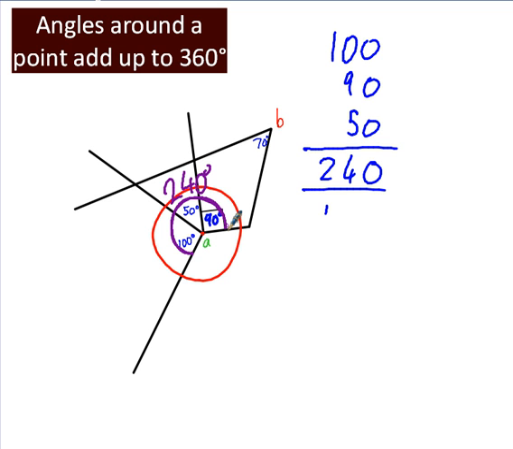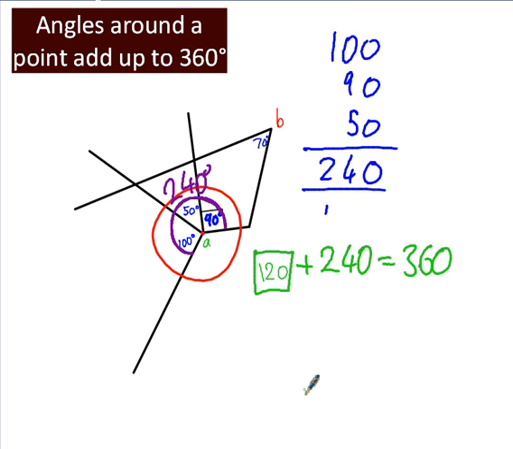Now I need to find out what A is. Well, A and 240 degrees together will make 360. So I can use this trick here of just drawing myself an empty box to fill in. It always helps me think of it completely differently. Something plus 240 equals 360, 120 degrees.